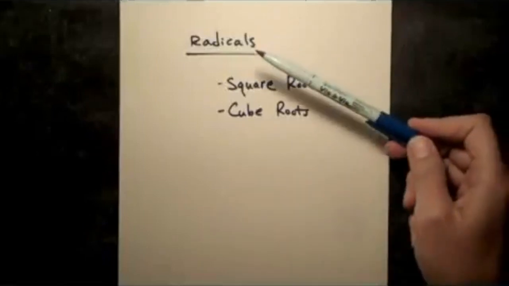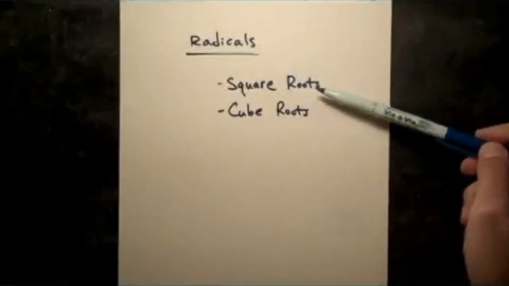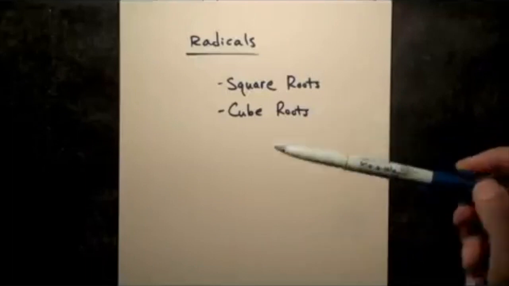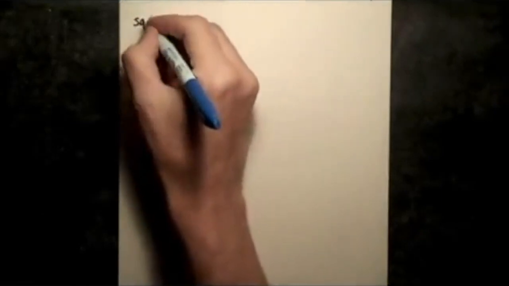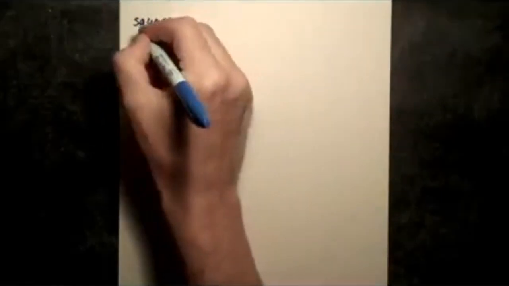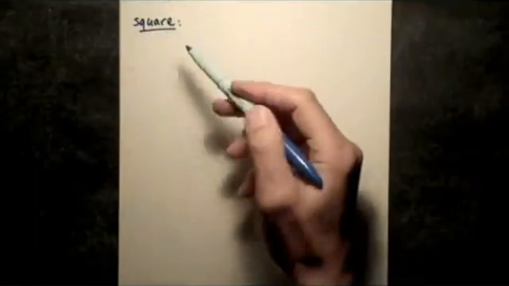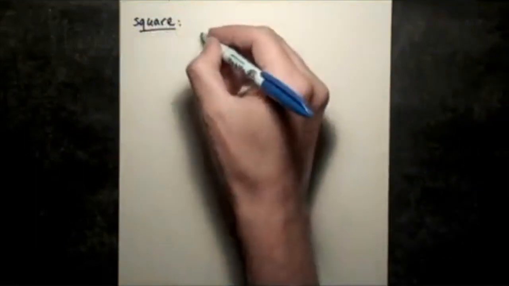In this video, we're going to look at an introduction to radicals with the definition of the square root and the cube root. So we'll start with the square root, which will begin by reviewing the definition of the square.